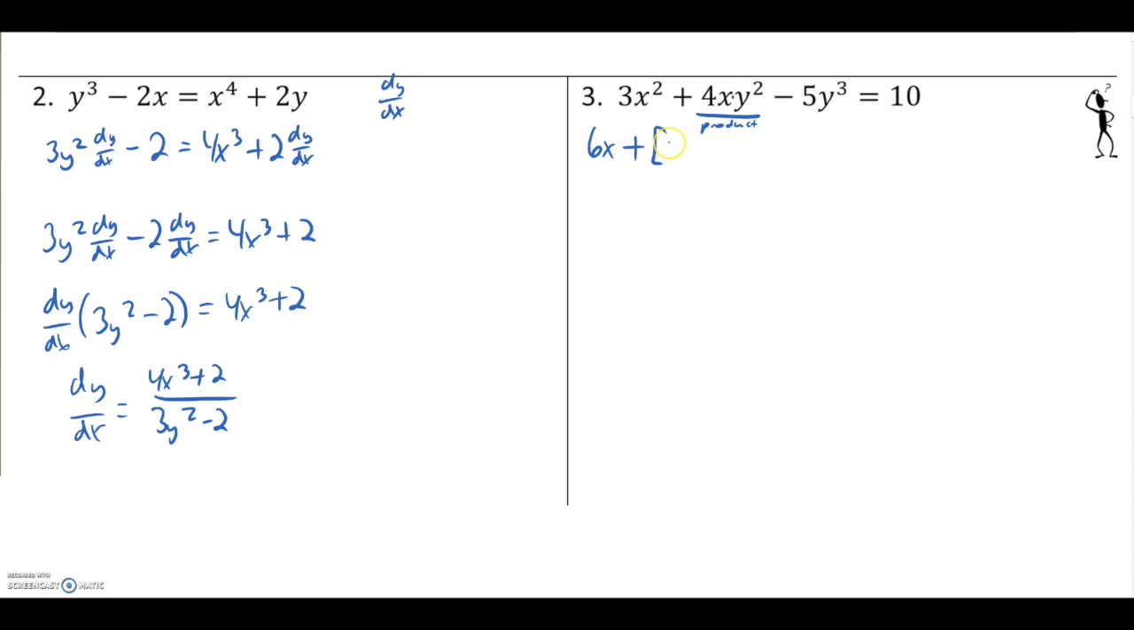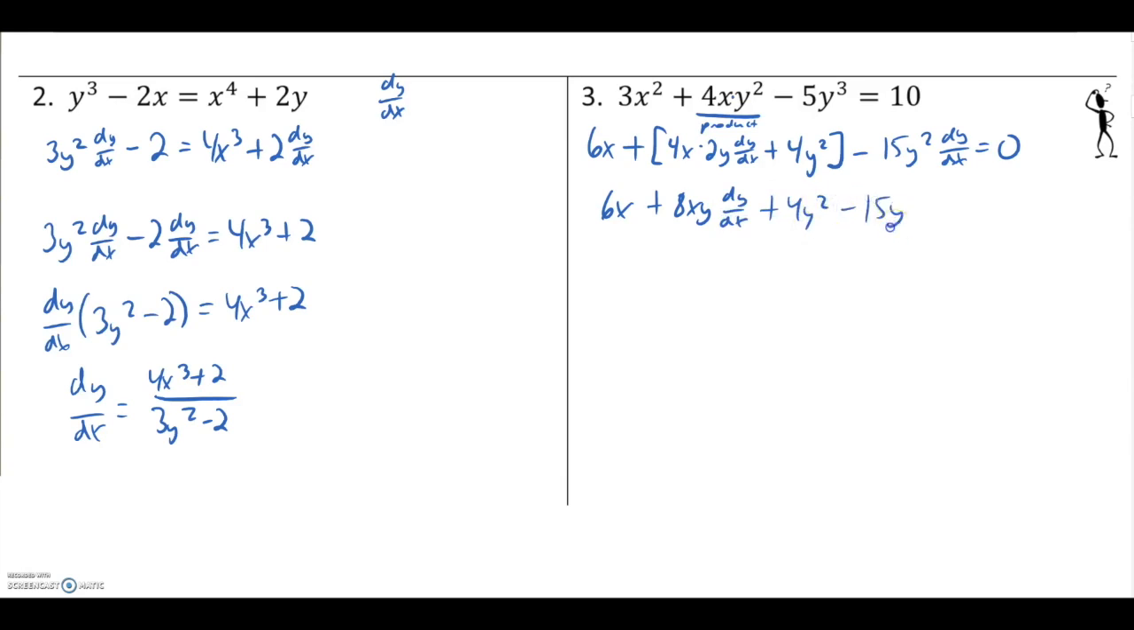So we'll take first times derivative of the second, and there's where my dy/dx will come in, plus the derivative of the first times the second left alone. Note, no dy/dx on that second term because I was differentiating the 4x, minus 15y squared with another dy/dx equals 0. Derivative of that constant on the other side has to be a 0. And now we'll do some expansion here. 6x plus 8xy dy/dx plus 4y squared minus 15y squared dy/dx equals 0.